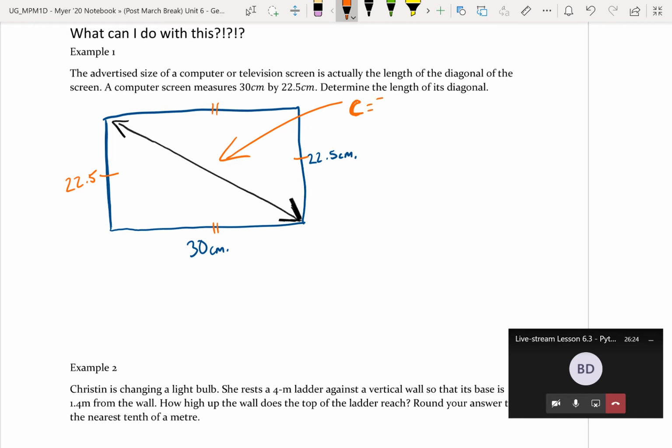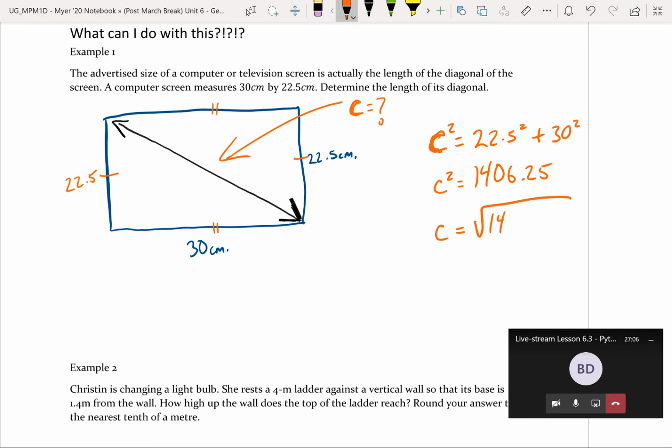C. All right, so if I want to find that, I'll use my formula, c squared equals, and I'll put my two numbers in, 22.5 squared plus 30 squared, because we're looking for the longest side. All right, and now I'm going to skip a step because otherwise it's going to be a lot of writing. So I'm just going to do 22.5 squared plus 30 squared. And I get 1,406.25. And our last step is taking the square root of that number.